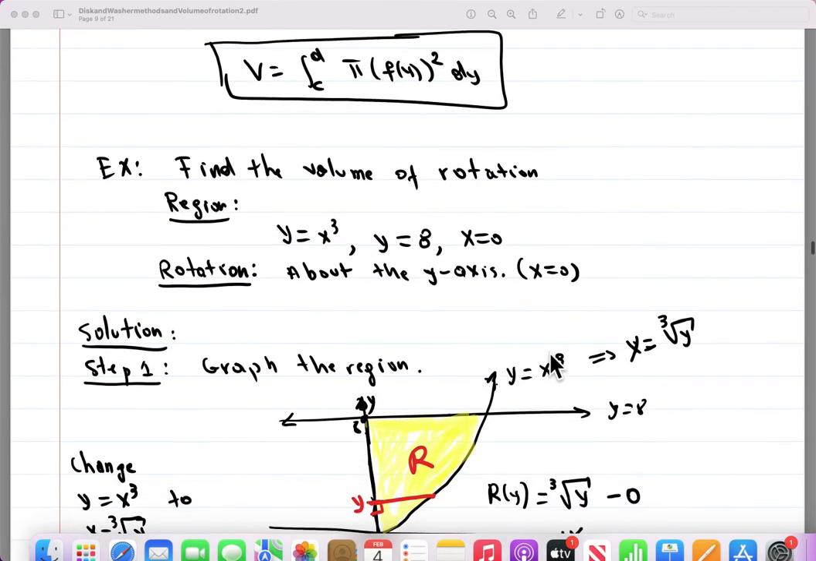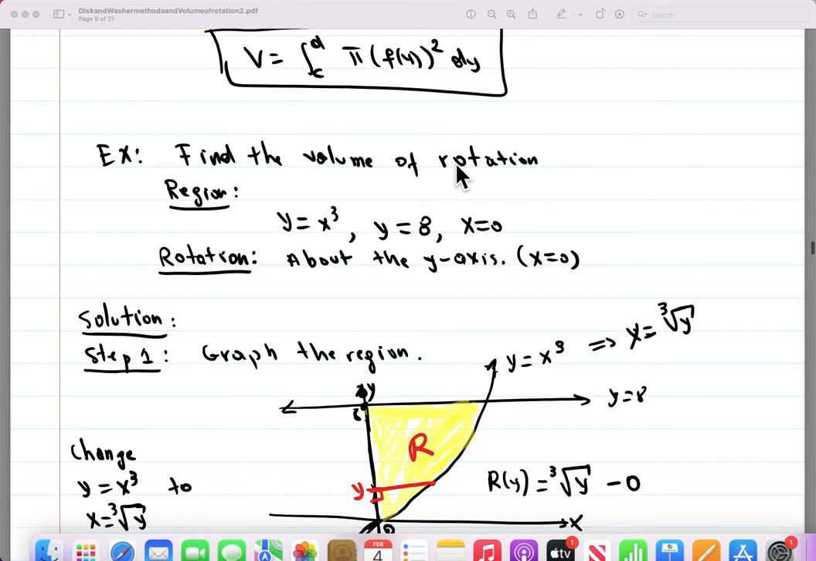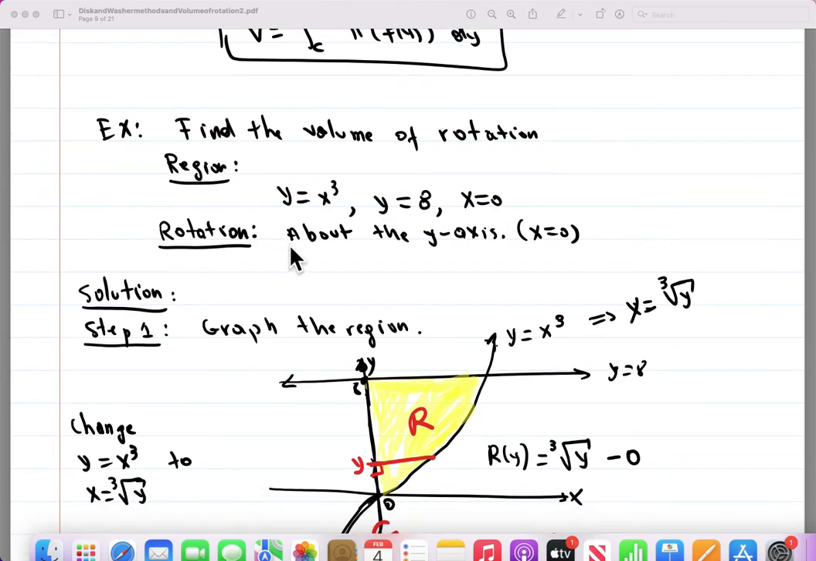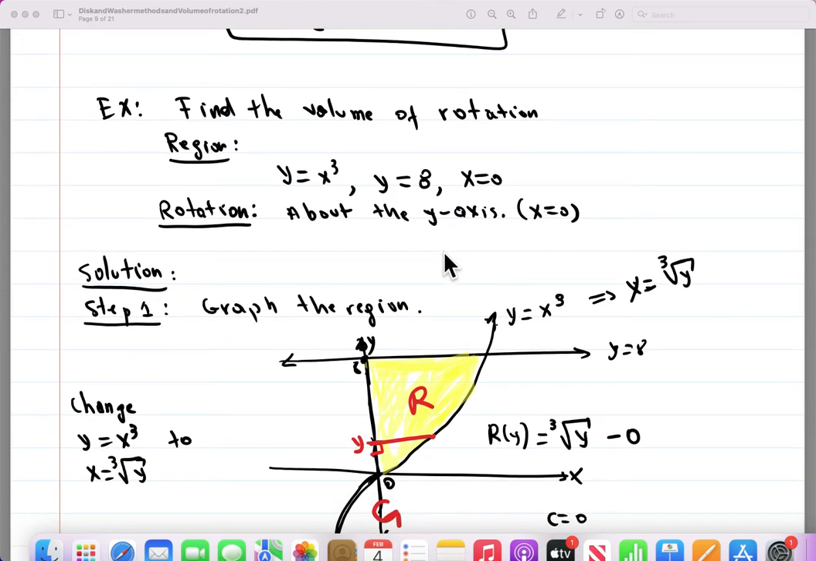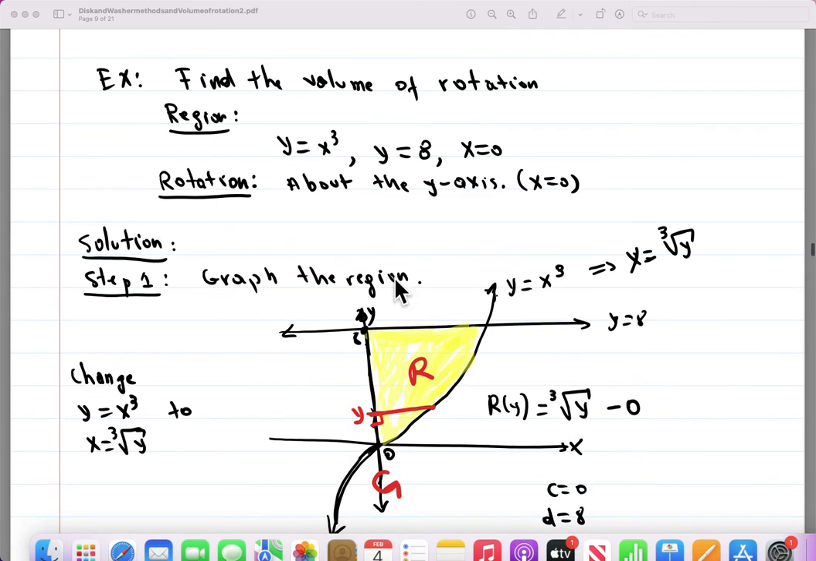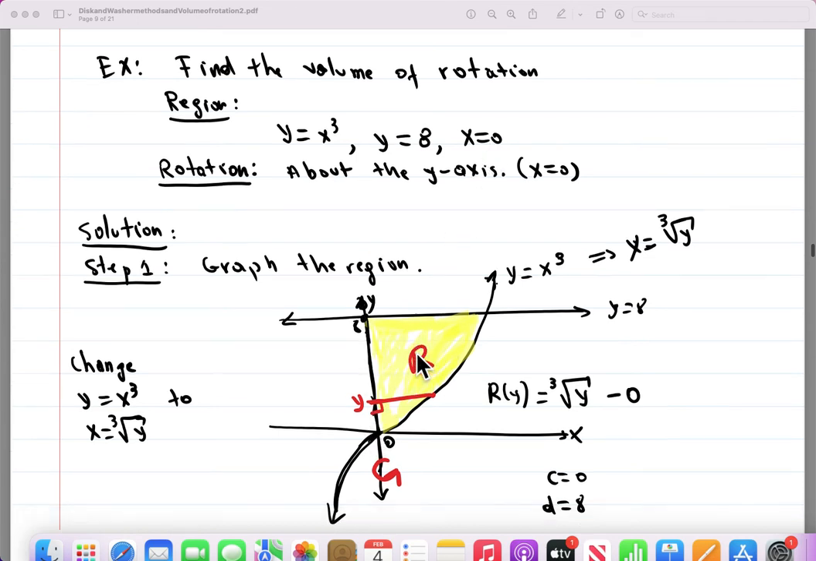Let's take an example. Again, the question is always to find the volume of rotation. So they give us this curve, y equals x cubed, y equals 8, and x equals 0 to describe the given region. And the rotation is with respect to the y-axis. So step one, as usual, we graph the region. When you graph y equals x cubed, it is this curve. Y equals 8 is this horizontal line. And then x equals 0 is the y-axis. So that describes this region R.